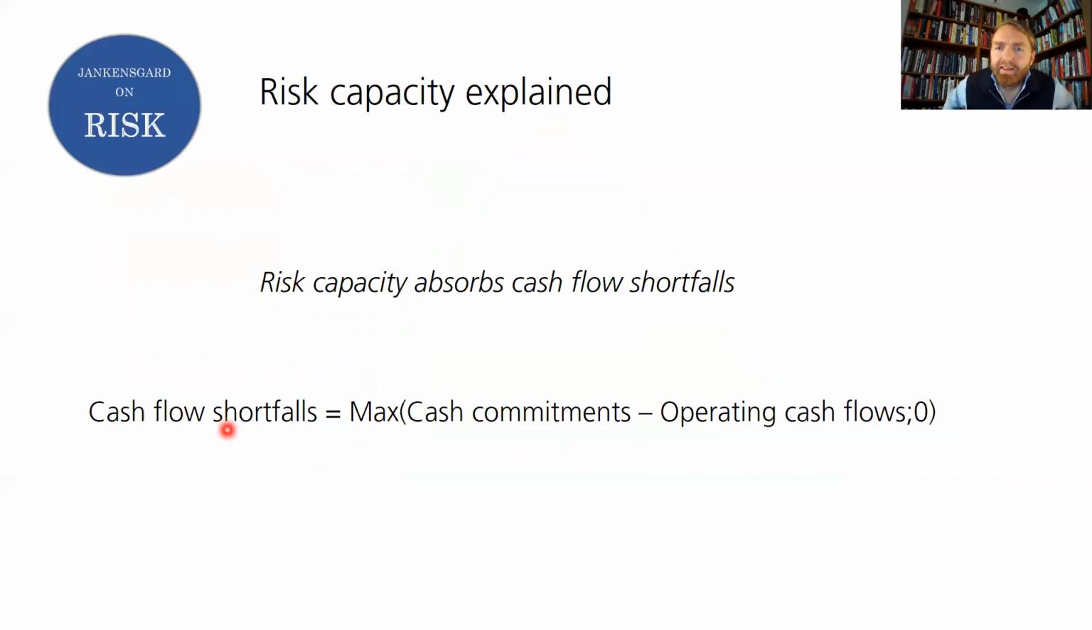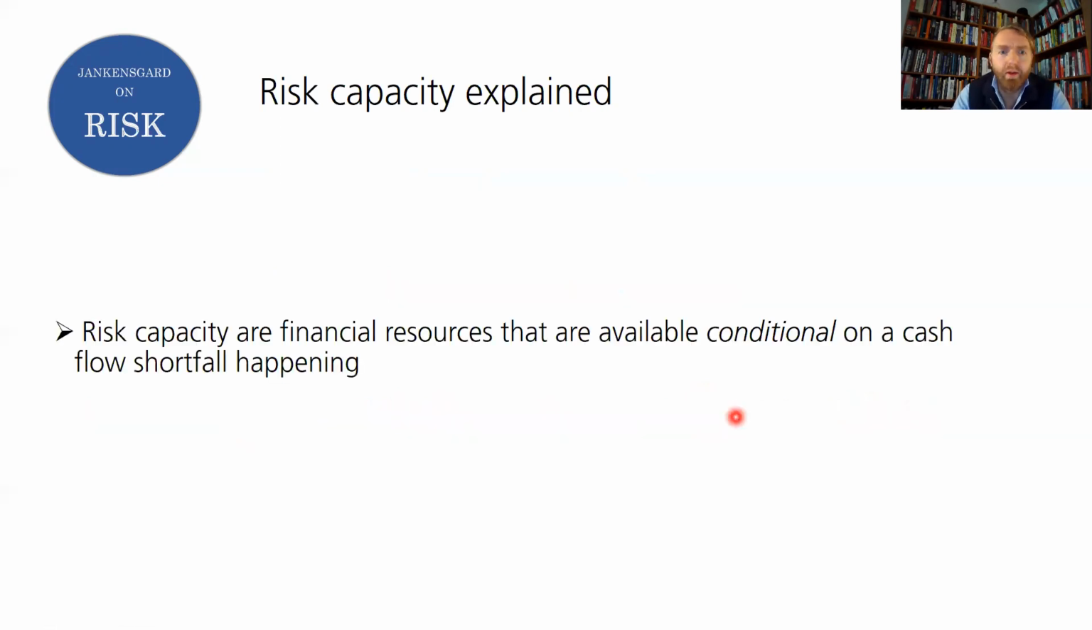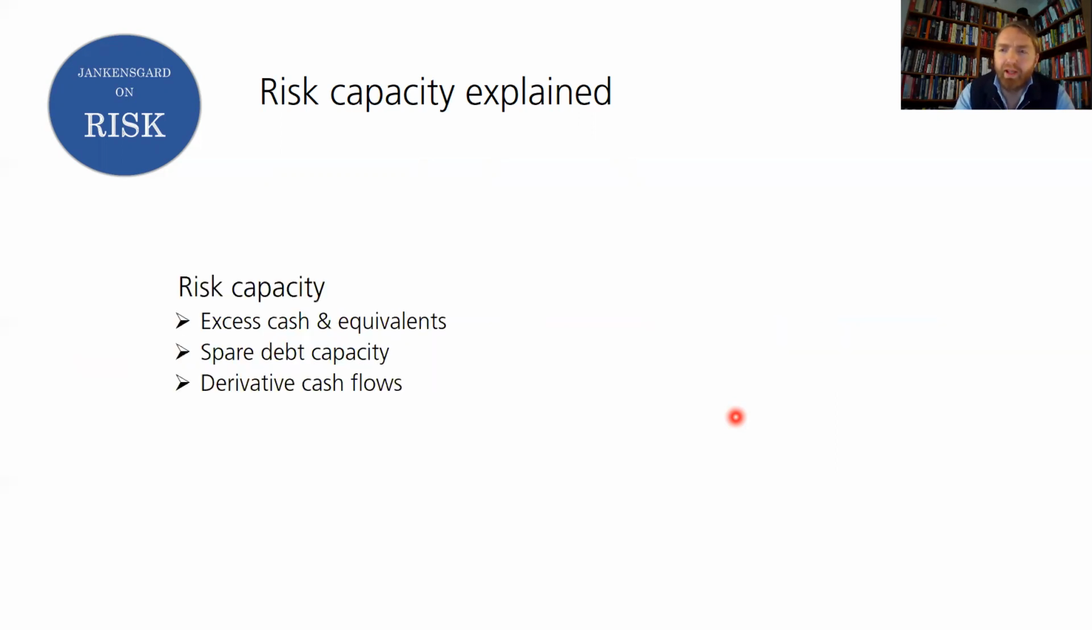So the whole thing about risk capacity is that it absorbs cash flow shortfall. So it reduces risk that way. And the cash flow shortfall will then be the difference between cash commitments and operating cash flows, and zero otherwise. So it's only when cash commitments exceed what we're able to generate in the business that we have a cash flow shortfall that needs to be absorbed by some financial resources. And risk capacity then are whatever cash resources we have already, but also conditional sources of liquidity that are available when a shortfall has happened.